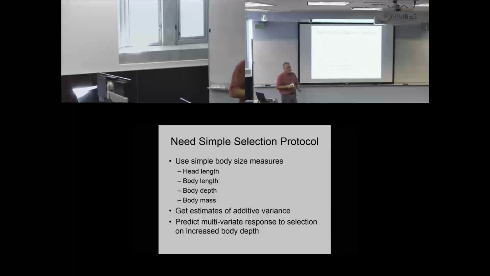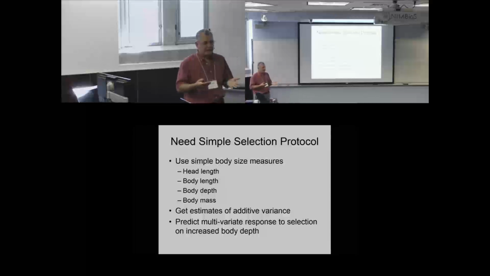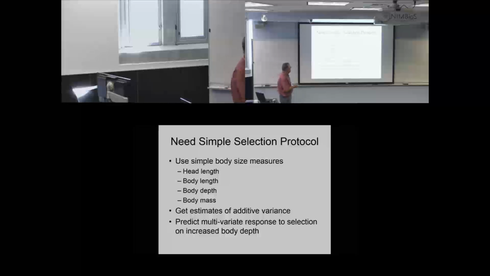And so we collected a bunch of data. We collected data on about 1,000 fish, took photographs. We did some initial principal component analyses. And the method we came up with is we just took some of the simple body size measures that we had: head length, body depth, and body mass. I wanted to get estimates of the additive variances and covariances for these traits, and then predict the multivariate response to selection on increased body depth, because they want to have a deeper fish.